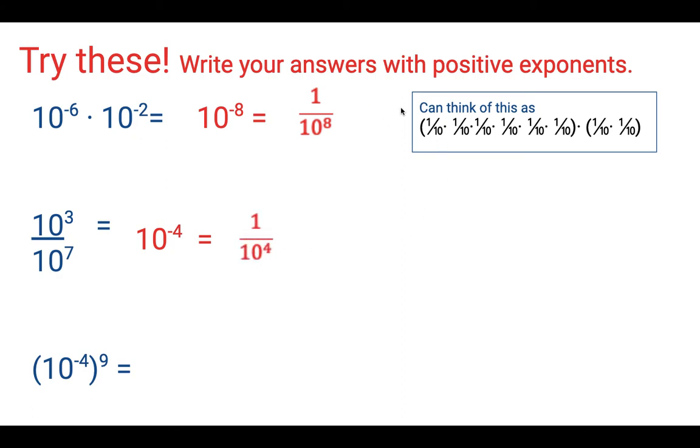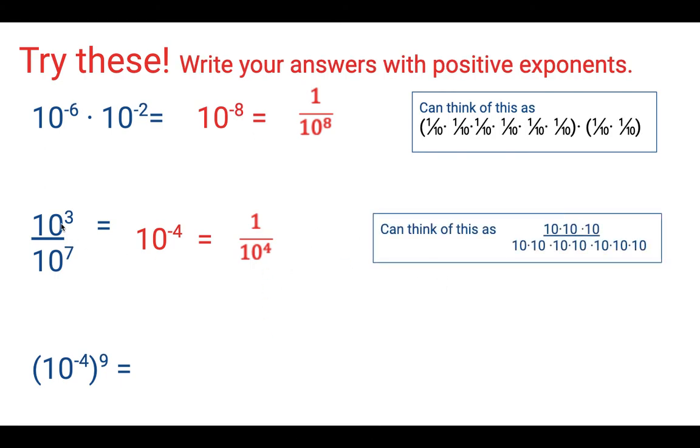So going back to kind of explain what happened on the first one, 10 to the negative 6, so that's 1/10 times itself 6 times, 1, 2, 3, 4, 5, 6. And then we have this times 10 to the negative second. So that means we're going to multiply 1/10 times itself twice because it tells us. And to come up with the negative 8, so we had 6 here and 2 here. We're going to add those together. 6 plus 2 is 8. That's where we get the negative 8.